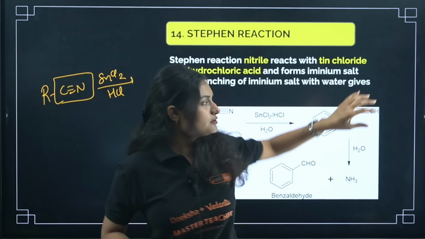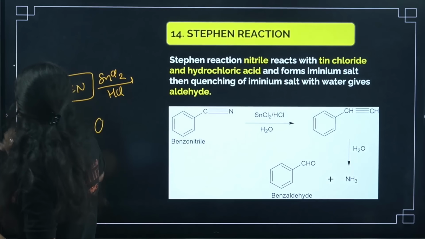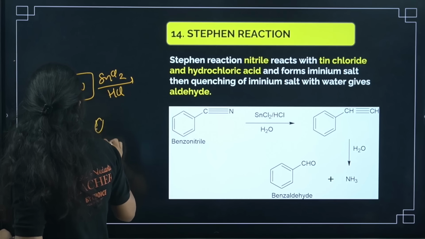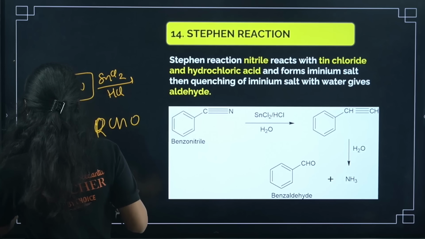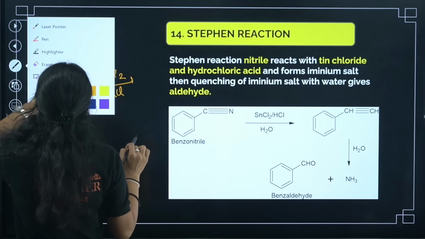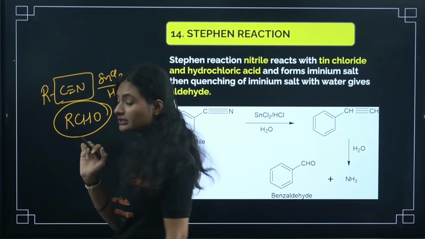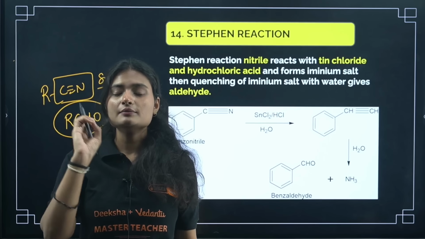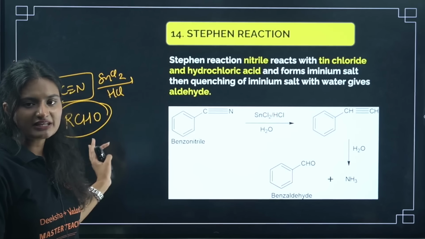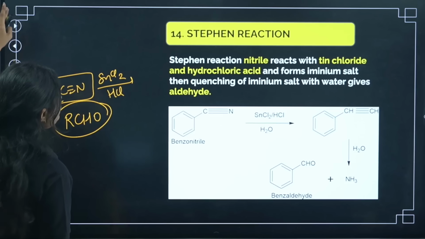Simple, right? You don't need to remember the imine and all. It gets converted directly into aldehyde. So any nitrile compound you have will get converted into aldehydes. That is your Stephen reaction. So again, one of the methods for preparing aldehyde. You can synthesize benzaldehyde also, and you can synthesize aliphatic aldehydes also. Clear?